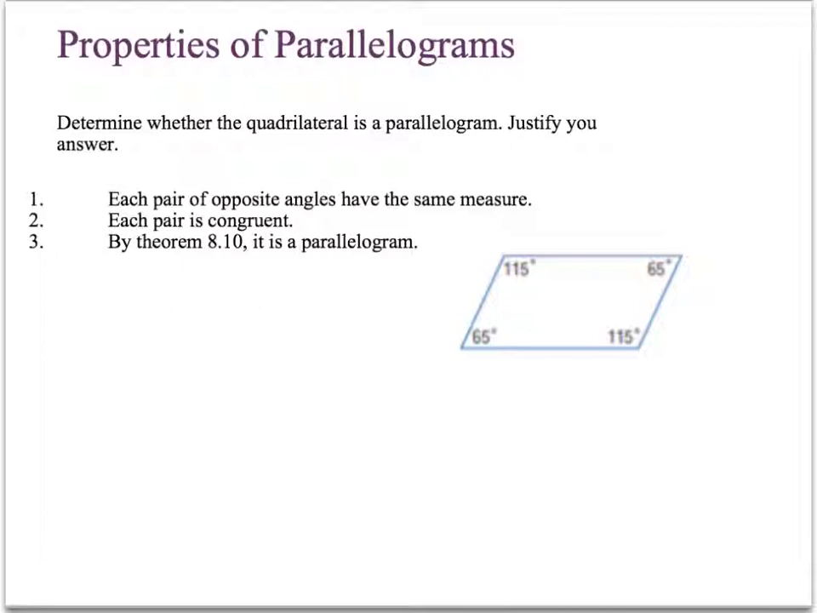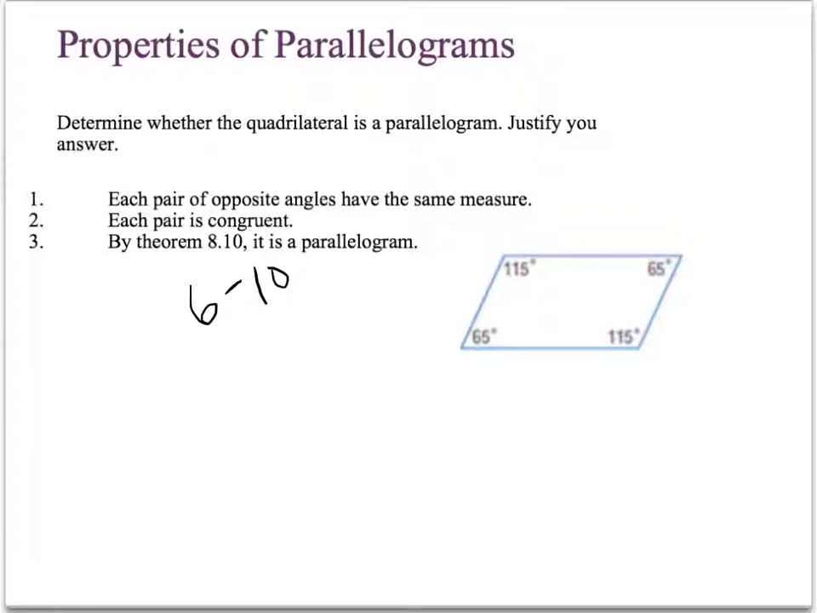So we have our example here. Determine whether the quadrilateral is a parallelogram. So first of all, each pair of opposite angles has the same measure, 115, 115, 65, and 65, and each pair is congruent. Since they have the same measure, they're congruent. So simply by opposite angles, theorem 6.10, it is a parallelogram. Apologies for that little mistake.